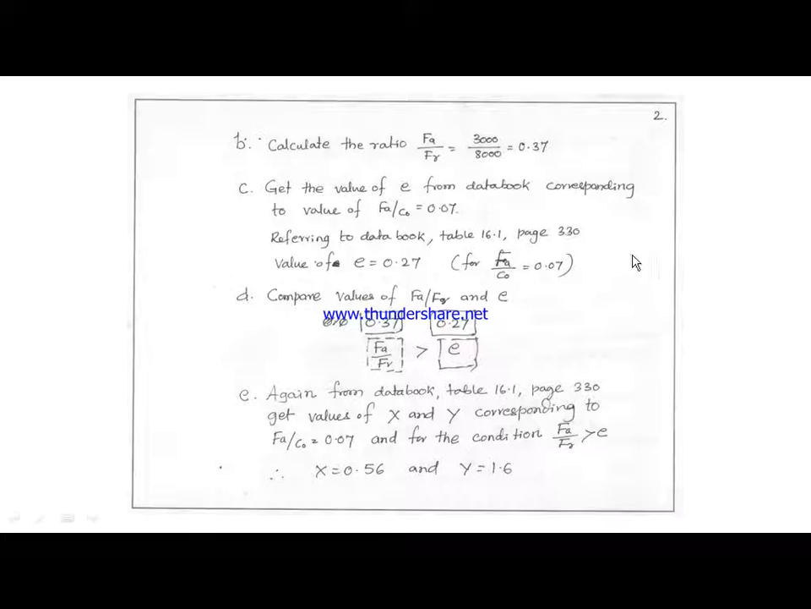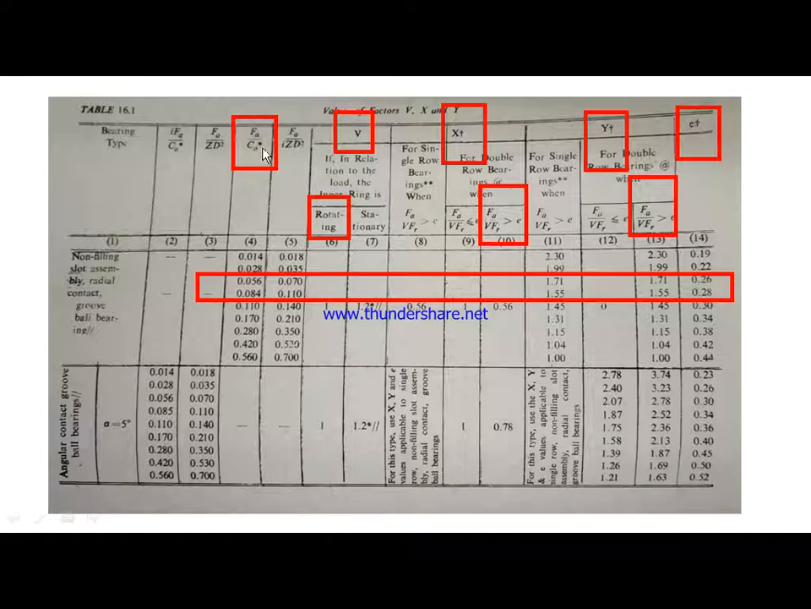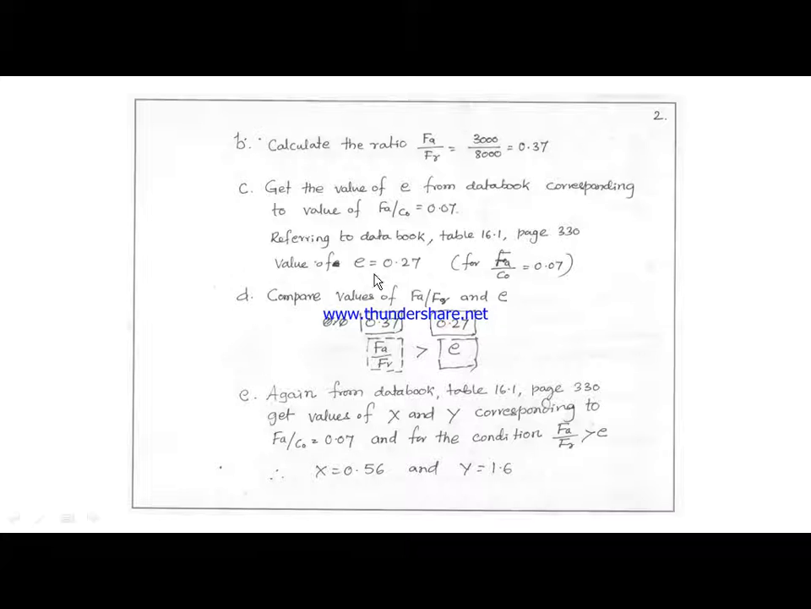Let us see how to get the value of E for this value of FA by C0, which is equal to 0.07. So here FA by C0 is this, the value is 0.056 and 0.084. Our value lies between this, 0.07. So E value, last column. So the E value for FA by C0 0.07 lies between 0.26 and 0.28. So hence the value of E by interpolation is 0.27 for this ratio of FA by C0 equal to 0.07.